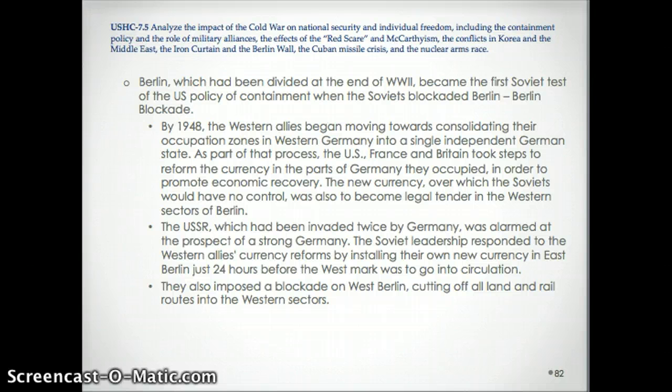So really what happens is you have the East, which would be the Soviet-led one, which is communist, versus the West, which is kind of controlled by the U.S. or one of the Allies. So it's communism versus non-communism in Berlin and Germany. The same thing happens there.